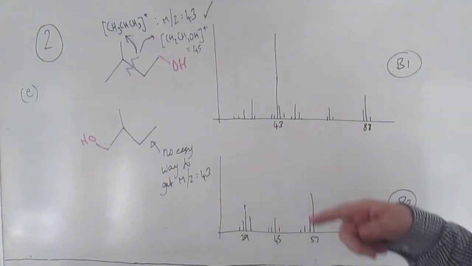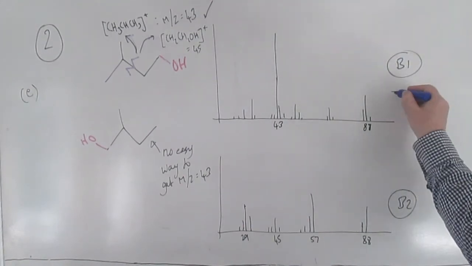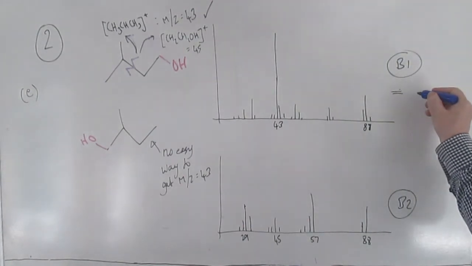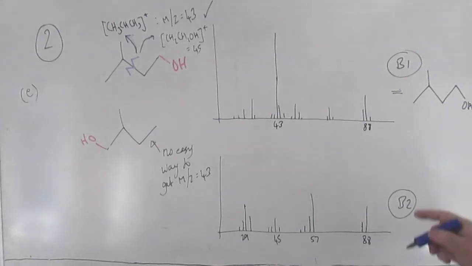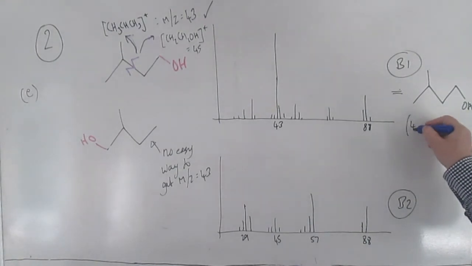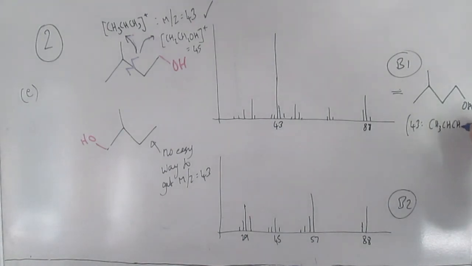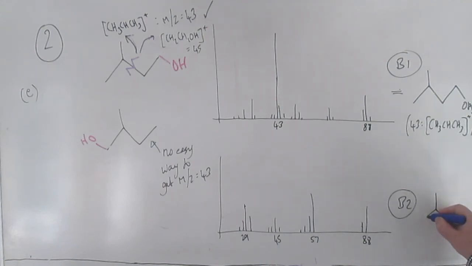Okay, so you say this one is therefore this structure, because the 43 comes from CH3CHCH3 plus. And this one is therefore the other structure, which couldn't give us the 43 peak.